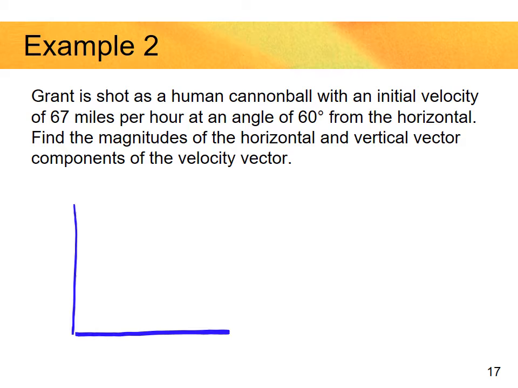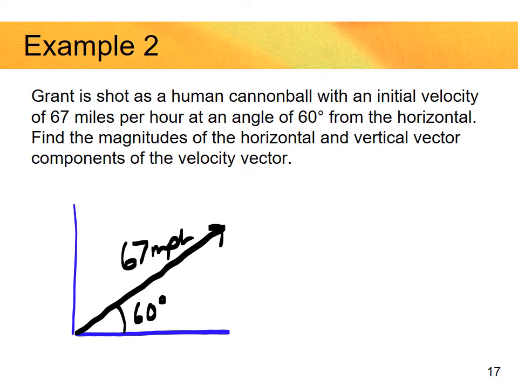So Grant is here. He's inside a cannon, and he just got shot out. Boom. And so we actually know the resultant vector already. We know what's happening here. It is 67 miles per hour. That's how fast he's flying through the air initially. And we have, ooh, this is a little different. So instead of saying north 30 degrees east, we just have an angle from the horizontal, which is from the positive x axis. All right, so if that's the case, we got to figure out some other stuff here.